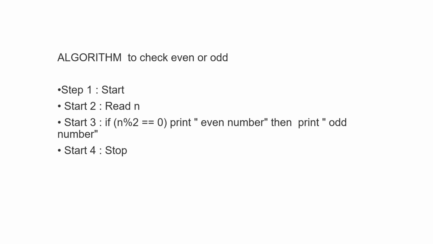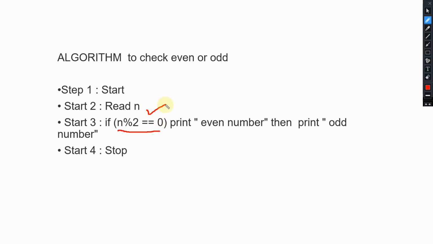So children, the very first step will be the start. And the second step, we are just reading the number. And now in the third step, what we are doing, we are just checking here. This is the condition that is checking whether the remainder is 0 or not when we divide the given number by 2. Any number is said to be an even number if it is divisible by 2. So divisible by 2 means that the remainder must be 0.